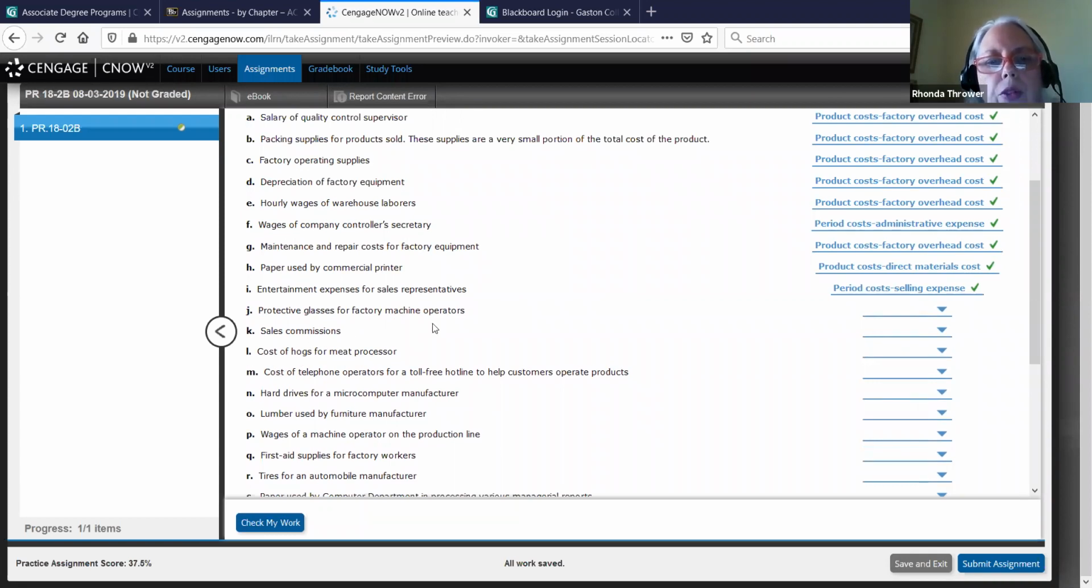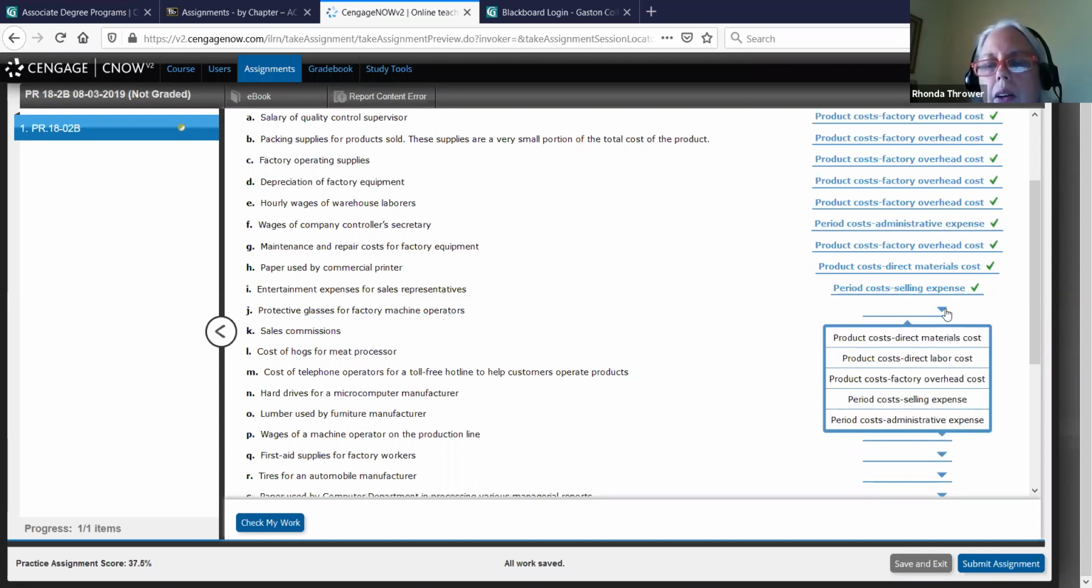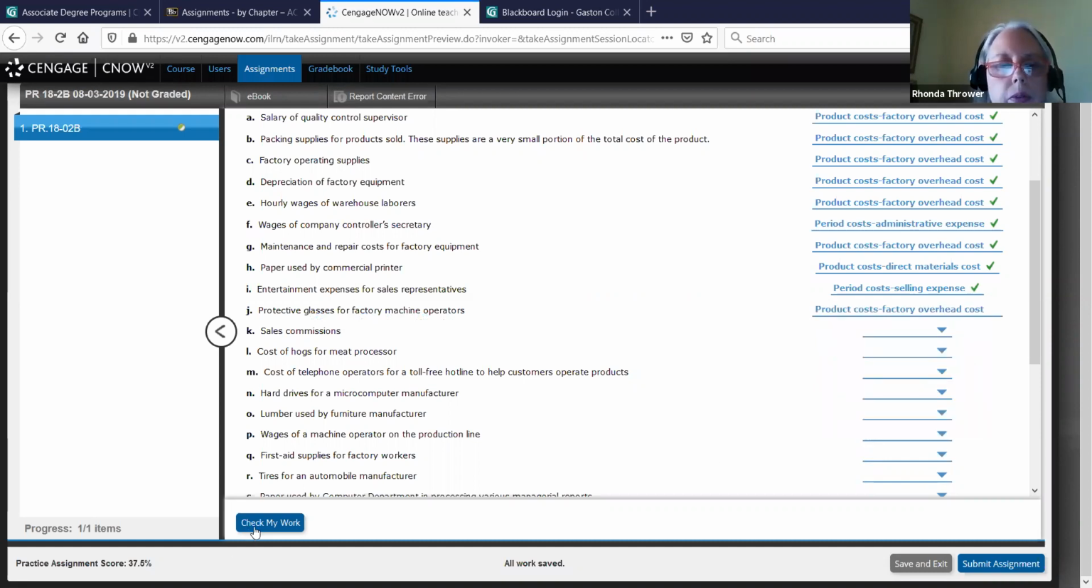Protective glasses for factory machine operators. Again, it's got the word factory in there. So you know it's probably going to be factory overhead. If it's protective glasses, they probably don't cost a lot. It'd probably be like your indirect supplies, or it could be factory supplies that you put this in, but it's definitely factory overhead. And factory overhead is a part of your manufacturing cost. So it's a product cost, and it's a factory overhead cost.